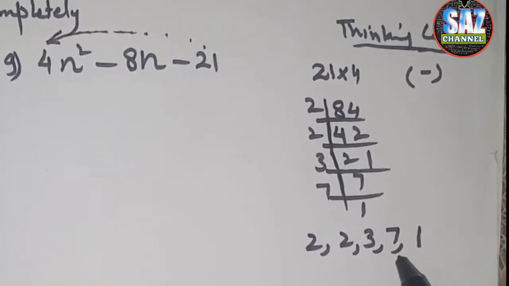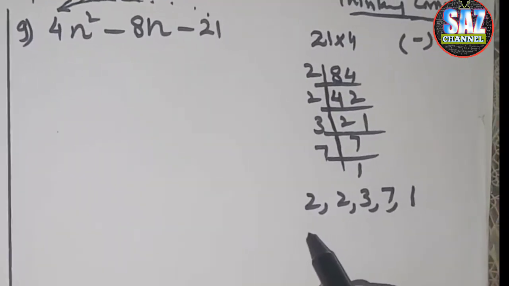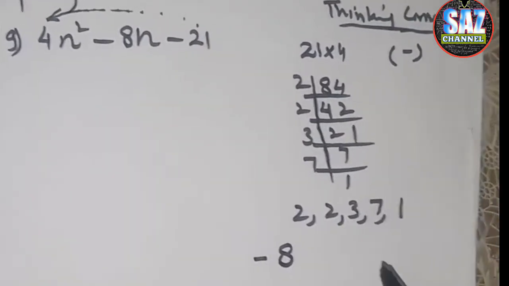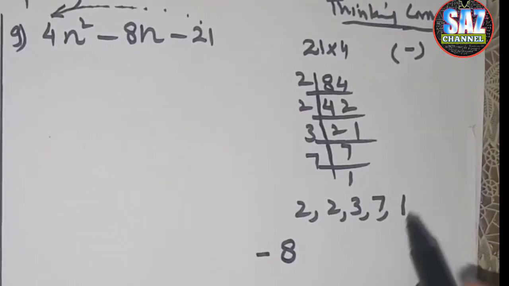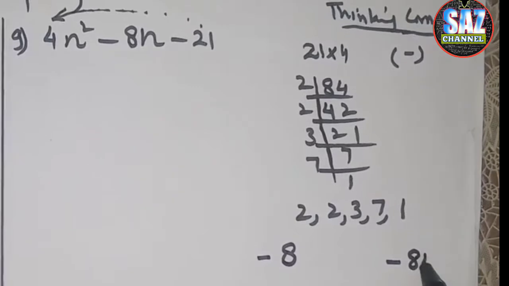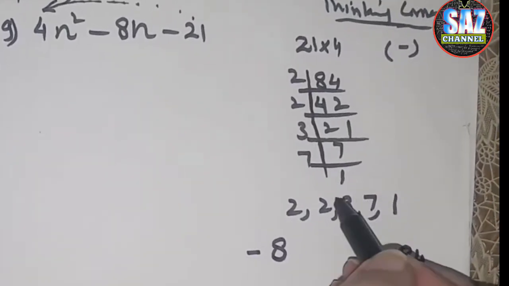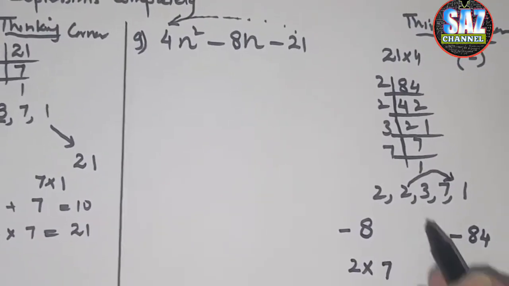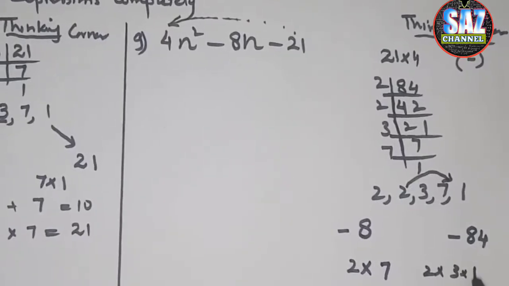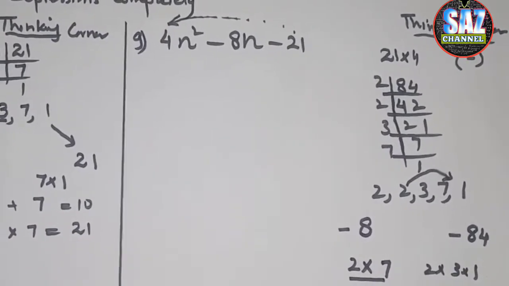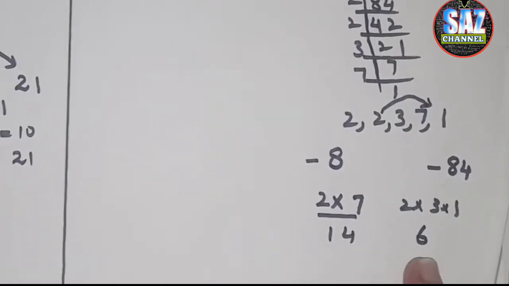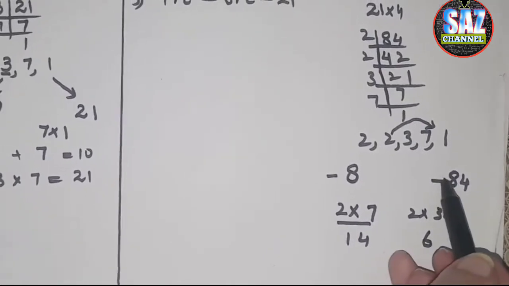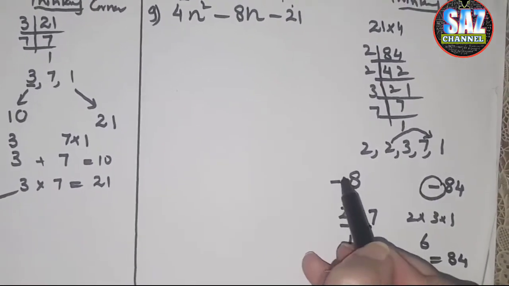From all these factors I have to make just two numbers in such a way that when I'm adding or subtracting I'm getting the middle term, which is minus 8, and when I'm multiplying I'm getting the product term, which is minus 84. So what I have to do: if I'm joining 2 with 7, 2 multiplied by 7, and 2, 3 and 1 together, I can see this is 14 and 6. 14 multiplied by 6 gives me 84. But the problem is I need minus 84 and minus 8 as well.